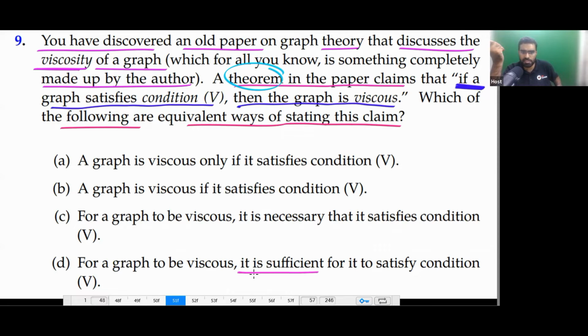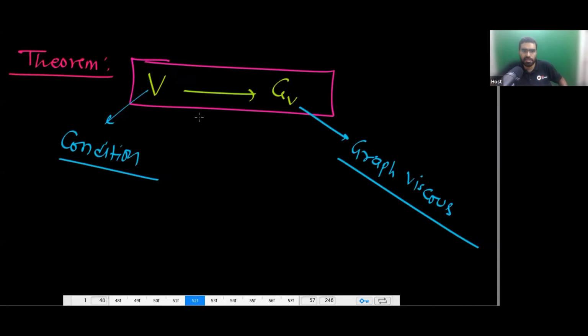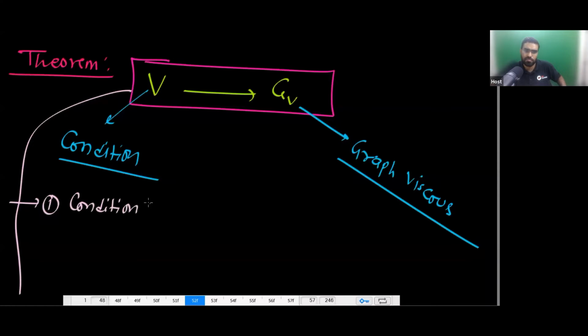Okay, so it is sufficient to satisfy the condition. So this statement D is correct. Yes or no? Statement D is correct, because you can easily see from here that this condition V is sufficient. V is sufficient for the graph to be viscous. I can also say it another way.